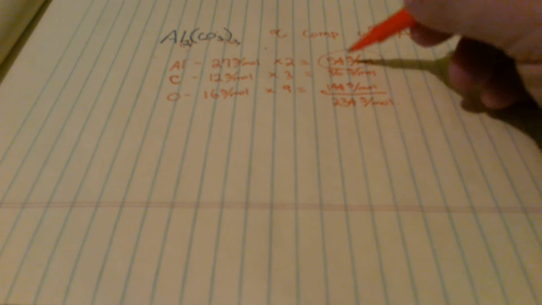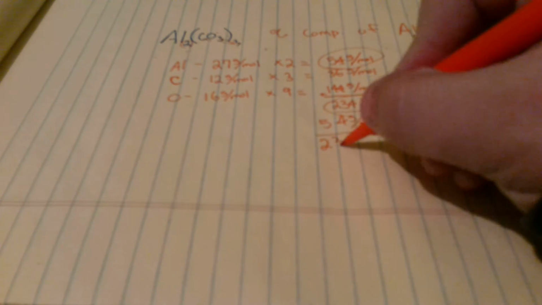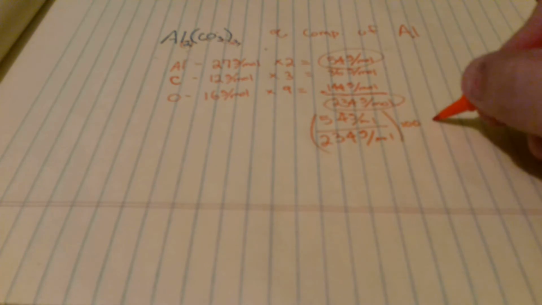Now to find the percent composition of aluminum in this overall compound, I want to take the aluminum's total molar mass in the compound, 54 grams per mole, over the total molar mass, which is that 234 grams per mole. Then to make it a percent, I simply multiply by 100. When I do that, you should get about 23.1%. So what that's saying is, in this compound, by mass, aluminum accounts for 23.1% of the overall compound.